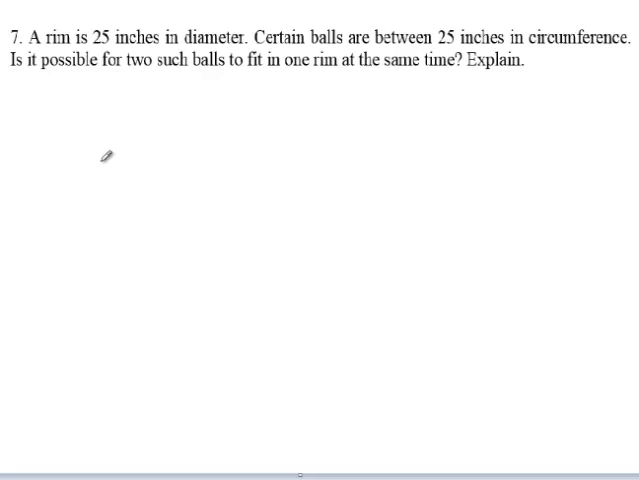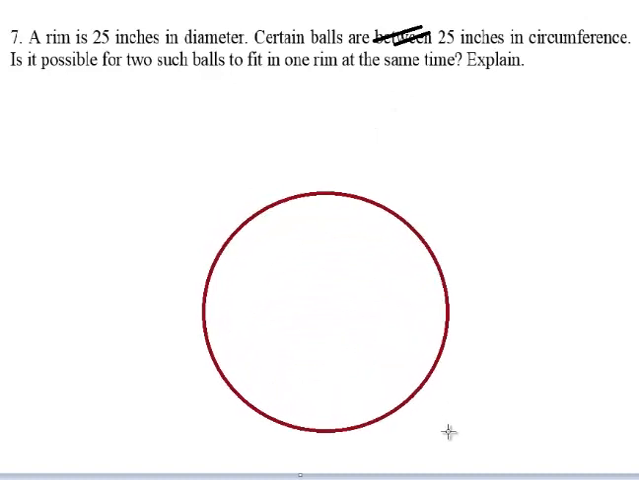Here we have an interesting problem. A rim is 25 inches in diameter. Certain balls are 25 inches in circumference. Is it possible for two such balls to fit in one rim at the same time? Interesting question. Now, to do that, you kind of have to draw it. Let's draw it and see if this works. Let's see, a 25-inch rim. Now, a 25-inch rim in diameter means that, let's say this is the middle.